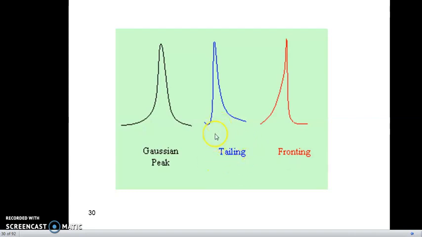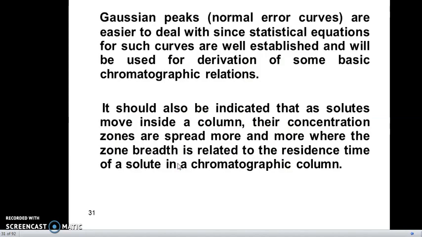So there are a lot of parameters. You identify the tailing factor with certain calculations, and the fronting factor you can also identify, as well as calculate, by certain good formulas. So Gaussian peaks are the normal error peaks.